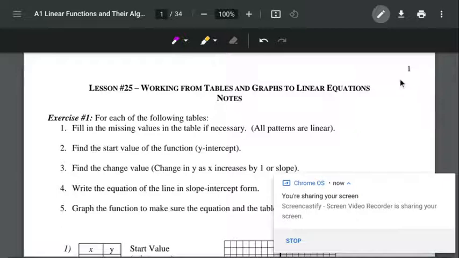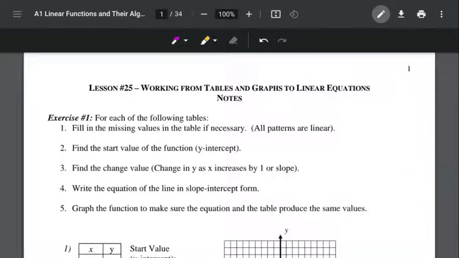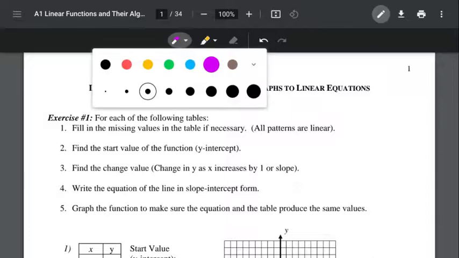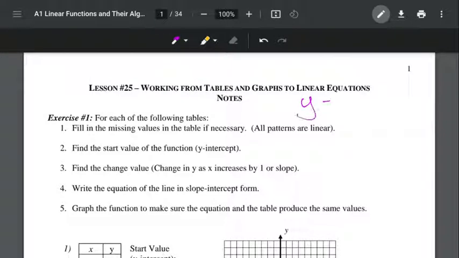Hi guys, this is lesson 25, our first lesson of our new packet. We are going to look at tables, graphs, and linear equations. What we're going to be doing today basically is this: y equals mx plus b.